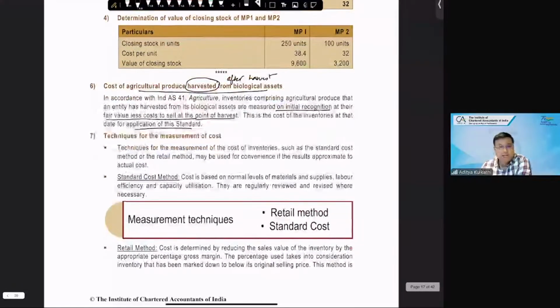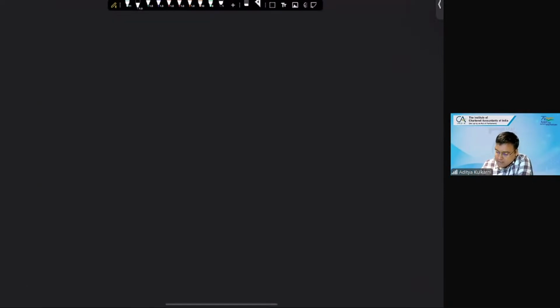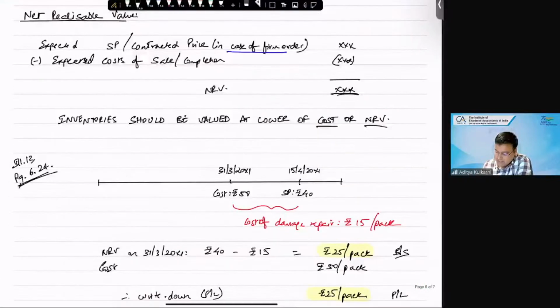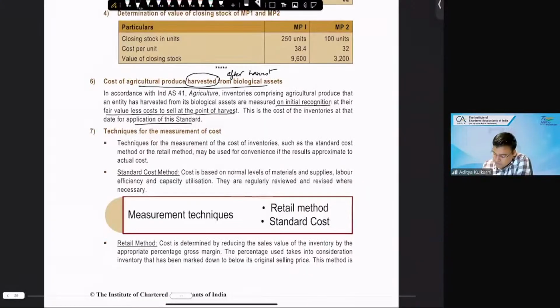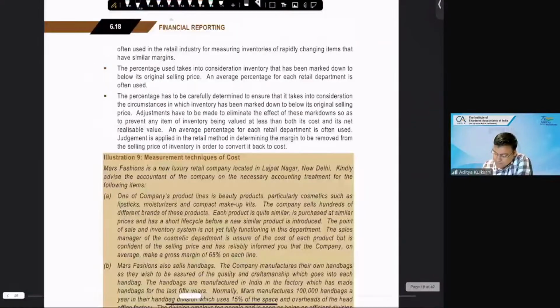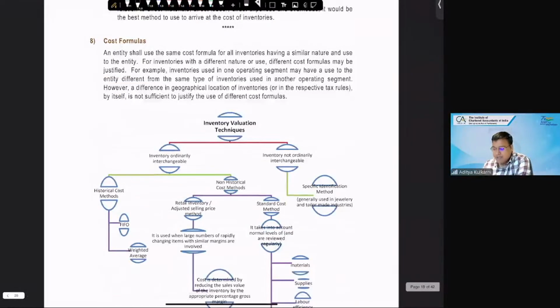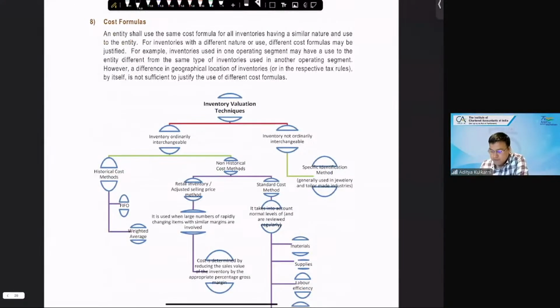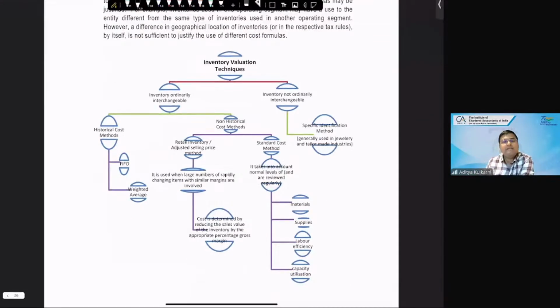Techniques for the measurement of cost, so that takes care. Now coming to certain techniques for cost measurement. These are all very simple. Now, when we talk about inventory valuation techniques, let us look at this chart. We will look at the chart, then we will understand the theory, because charts will stay fixed in your mind. If I run you through the theory, it becomes difficult.